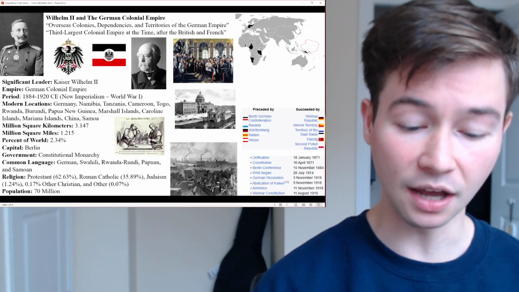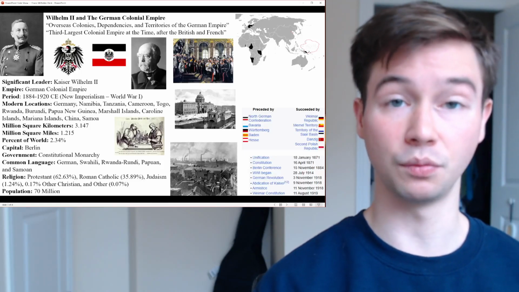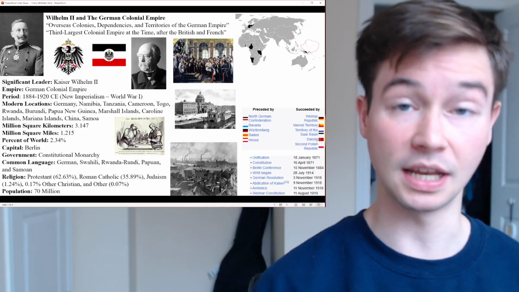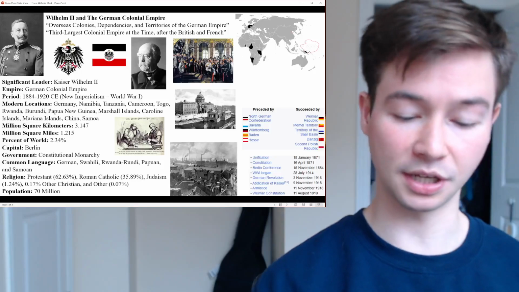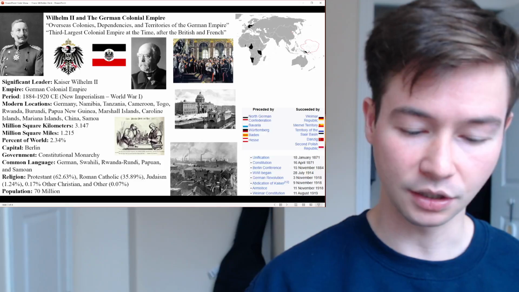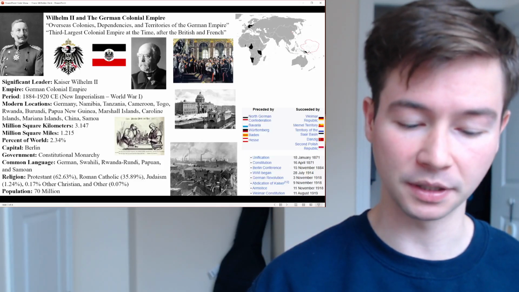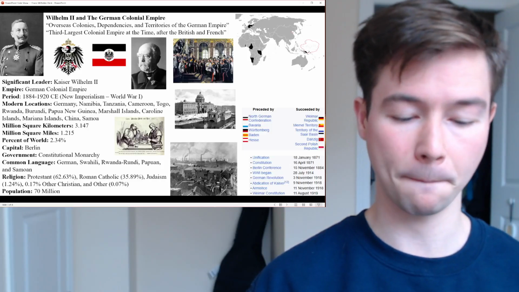The Kiel Canal, furthermore, was expanded to connect the North Sea with the Baltic, improving Germany's naval mobility. Despite these developments, however, Wilhelm's administration struggled with the realities of colonial governance, including resistance from indigenous populations and international criticism of Germany's harsh methods.